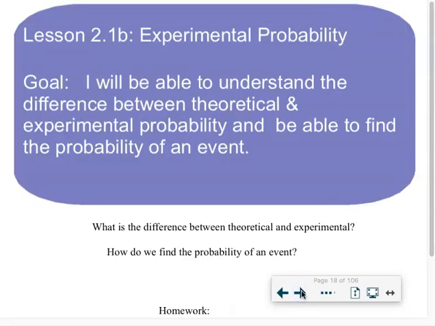So that's it for today. So theoretical and experimental probability are different because with theoretical, we're not actually doing the action. With experimental, you're looking at actually flipping that coin or actually rolling that die or whatever it might be. So they are a little bit different.